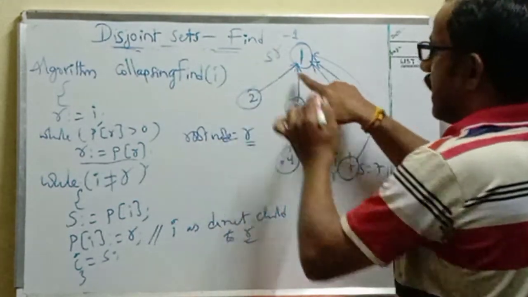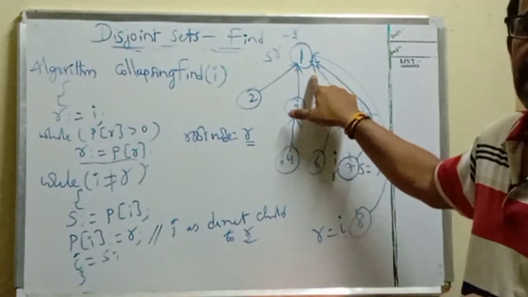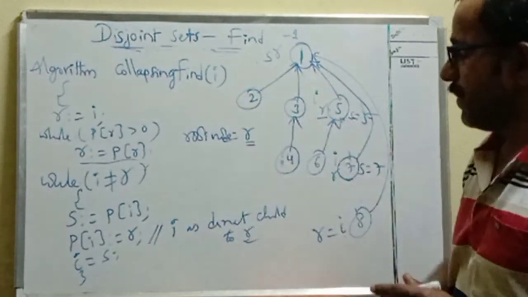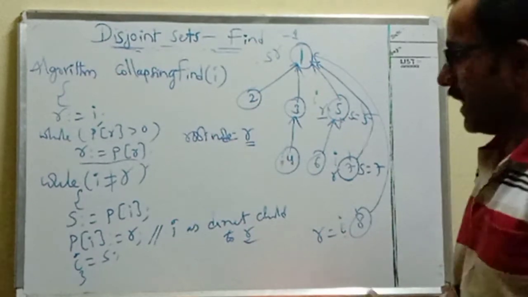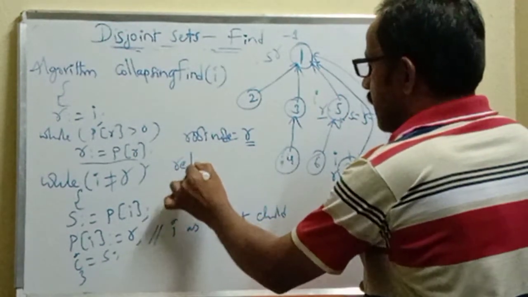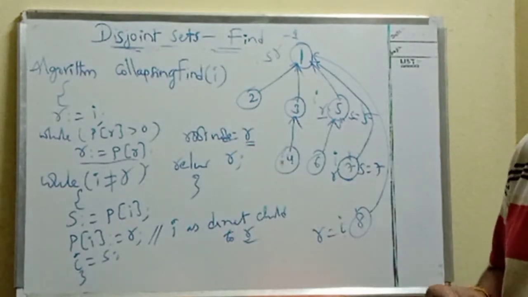Then start I with R. Okay? Now I and R both are equal. Then this condition becomes, sorry, this condition becomes false. Then the next immediate step is return R and close the procedure.